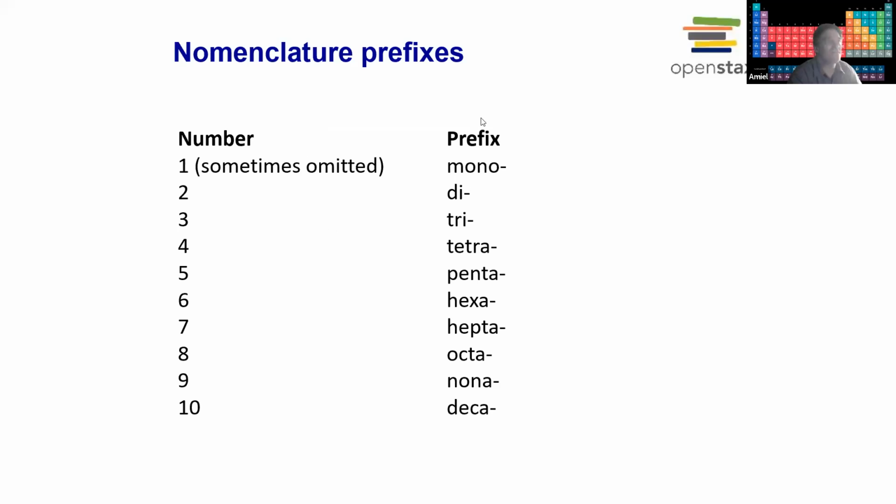Molecular compounds have prefixes. Mono, di, tri, tetra, penta, hexa, hepta, octa, nona, and deca. You can omit the 1 if there's only one of them, like take carbon dioxide. That is a molecular compound composed of 2 nonmetals. It's not monocarbon dioxide. The 1 is omitted because it's implied. If there's no number there, it's a 1. So in molecular compounds, we use prefixes.